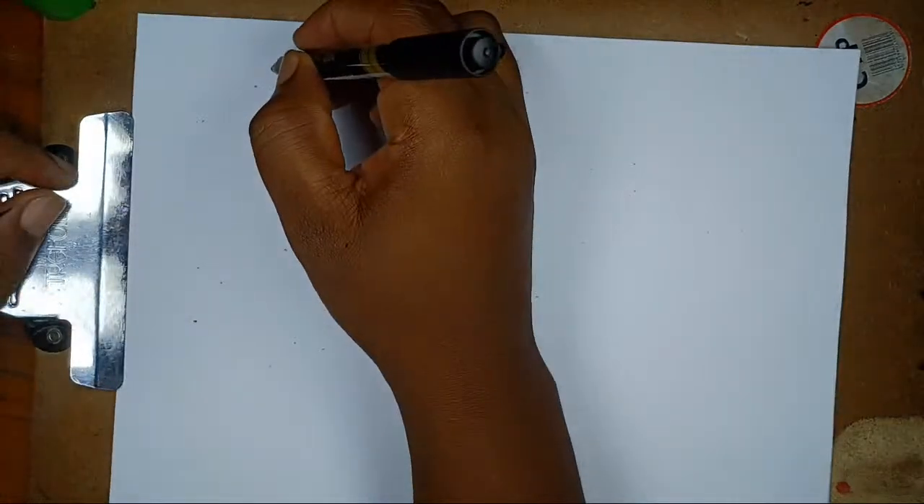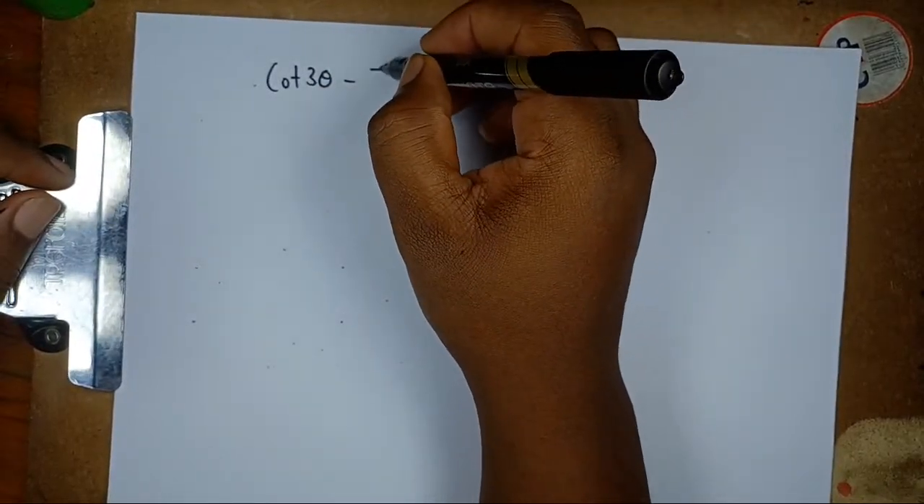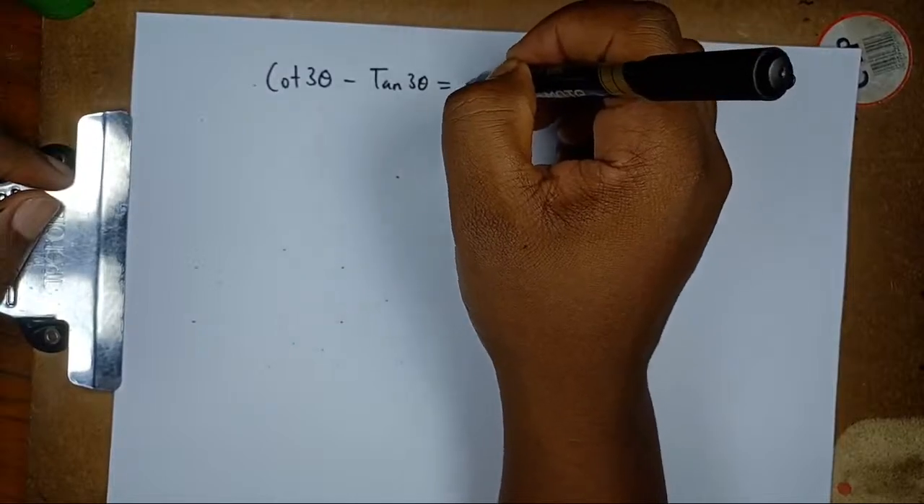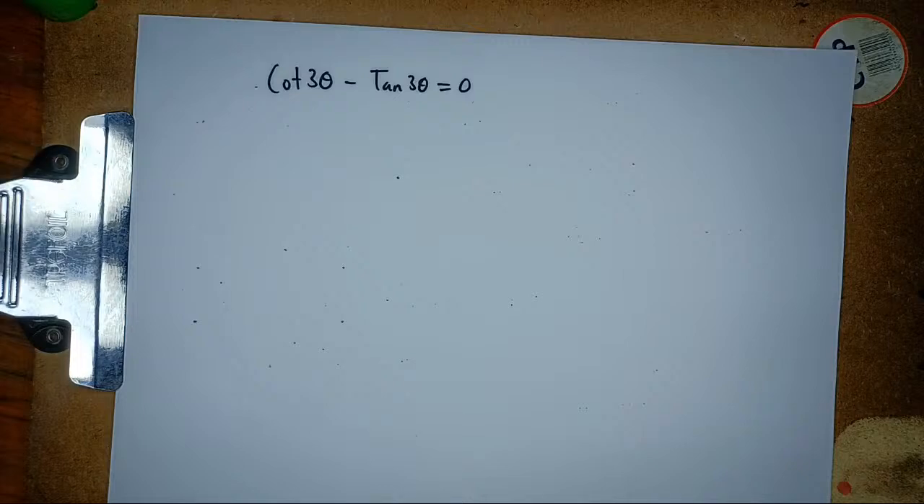So the question is the same question 11, question B11, A. The question says solve the equation cot 3 theta minus tan 3 theta, all this is equal to 0. How do we solve this equation? It's important to note that we need to know the identities to start with. So cot is cos over sine, tan is sine over cos.